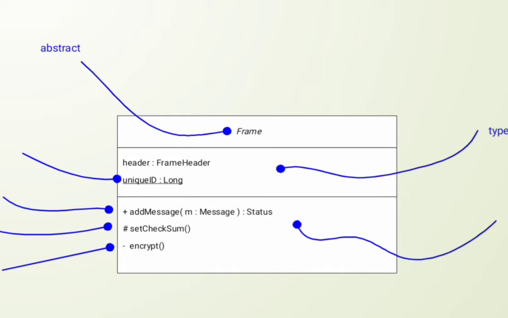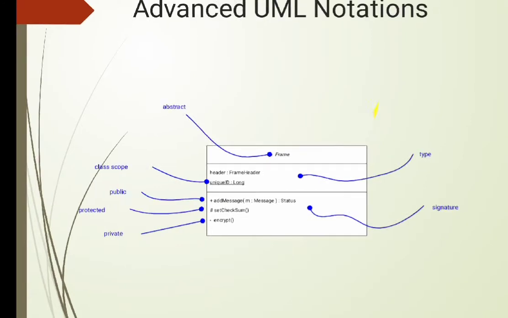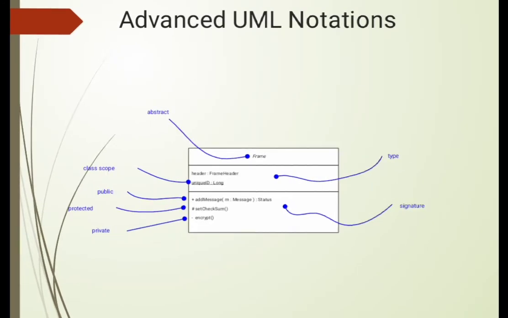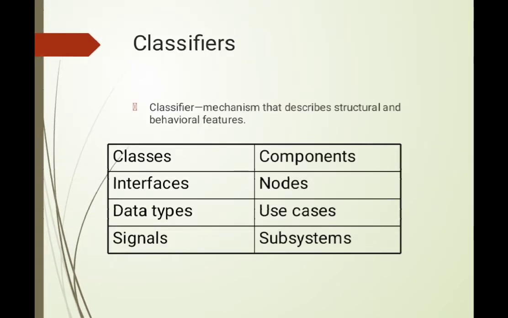Whereas there will be class scope, that is a header having a frame header, unique id colon long, that means the attributes have their data type. These all are the new features included in advanced structural modeling. Now there is the classifier mechanism that describes the structural as well as behavioral features, like interfaces, contents of nodes, data type, contents of use cases, whereas signals, contents of subsystems.